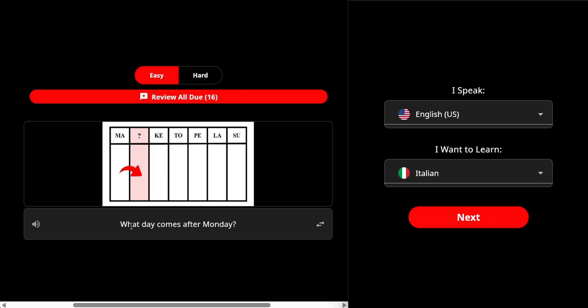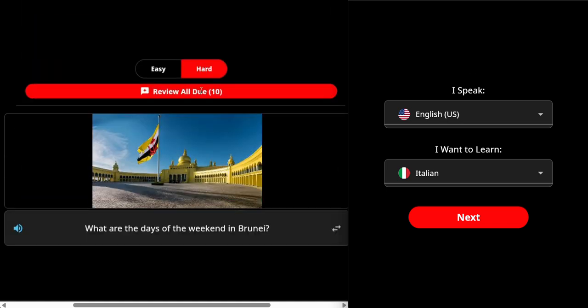And you can see an example question here. What day comes after Monday? If the difficulty is hard, you might get this kind of questions. What are the days of the weekend in Brunei? Or which day was named after the Norse god Thor or Odin? So this difficulty is really good for advanced learners or even native speakers. Not all the topics have both difficulties. Most of them have both, but some have only easy or only hard.